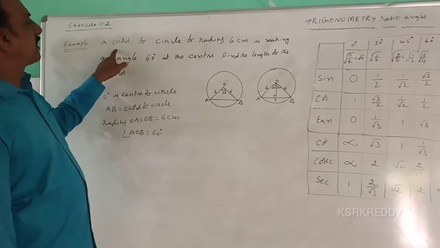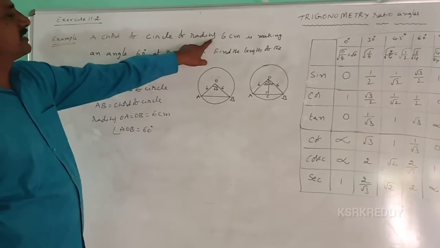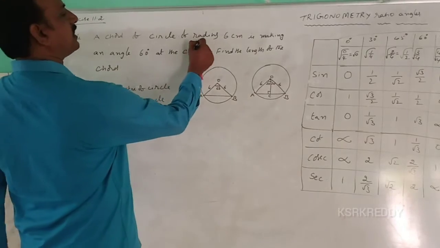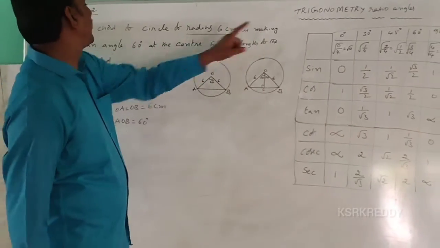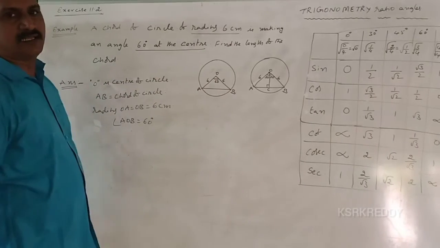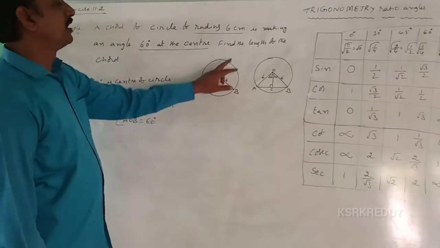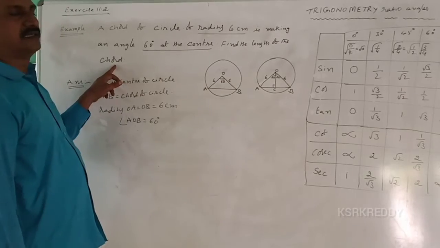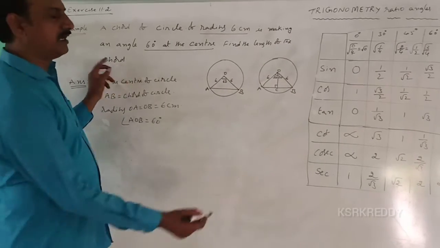Okay. A chord of a circle of radius 6 centimeters makes an angle of 60 degrees at the center. Find the length of the chord. What is the chord of a circle?